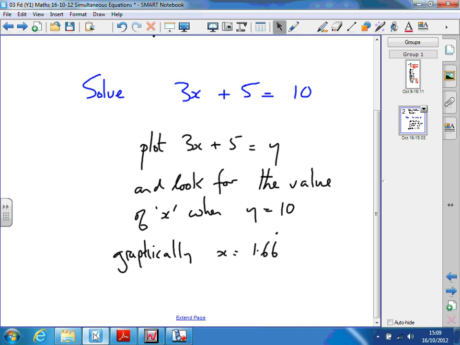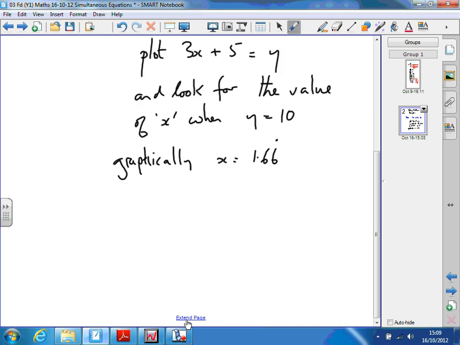3x plus 5 equals 10. How would I solve 3x plus 5 equals 10? Minus 5 from both sides. So 3x equals 5. And then divide by 3. So x equals 5 over 3, which is 1 2/3. And as a decimal, that's 1.6 recurring. Okay. So we can see that the exact answer is 1 2/3. The graphical estimation is 1.66 recurring, which is the decimal form. Okay.